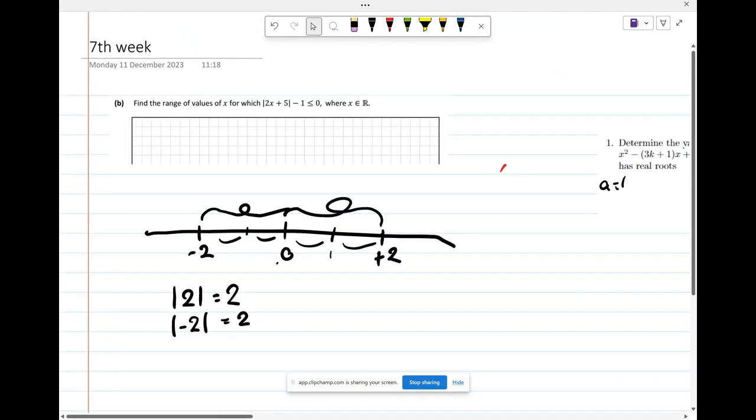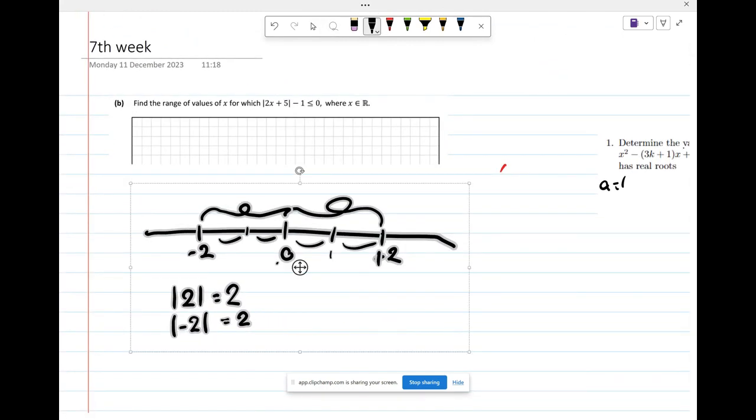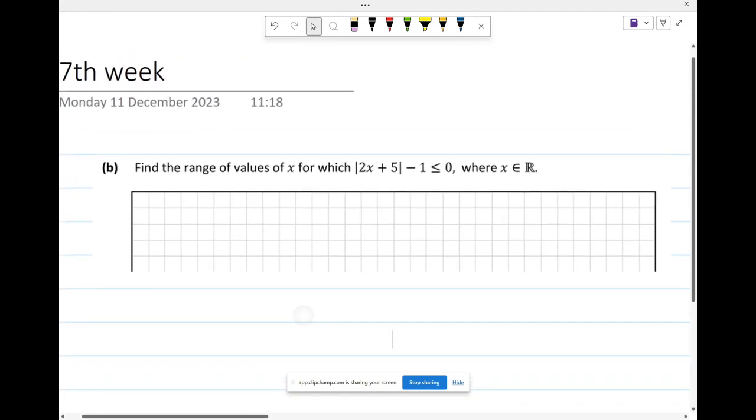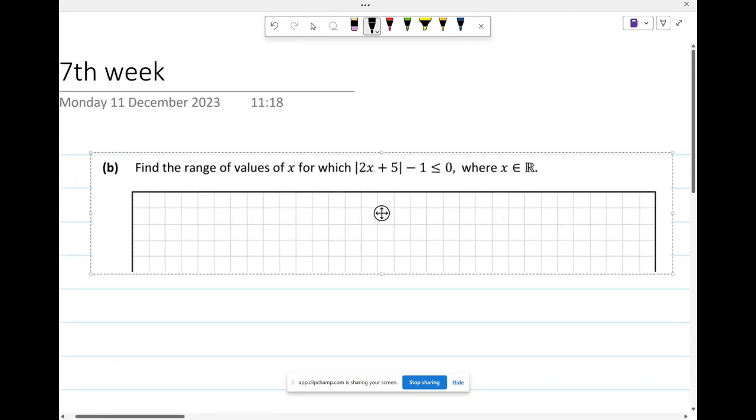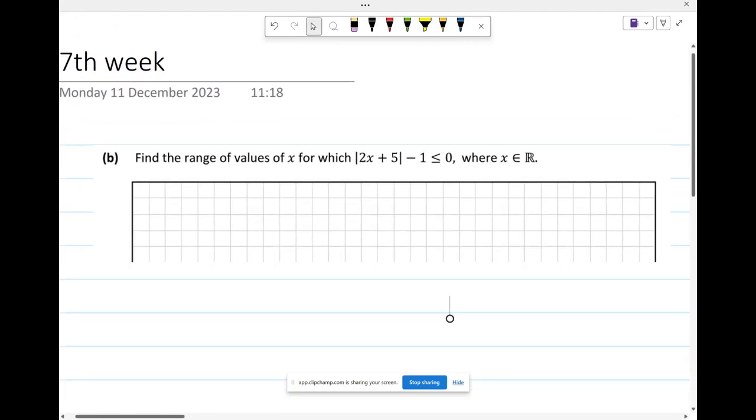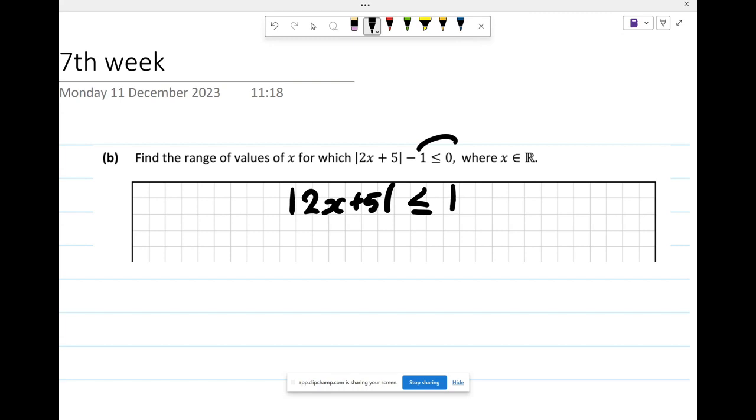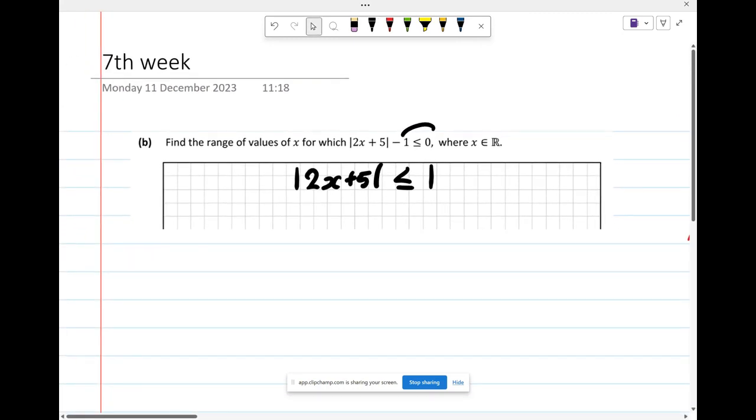But yeah, so we're going to use this and we're going to solve this. Okay, so find the range of values of x for which the absolute value of 2x plus 5, minus 1, is less than or equal to 0. So if we even rewrite this, we can bring our 1 across straight away. So the absolute value of 2x plus 5 is less than or equal to 1.